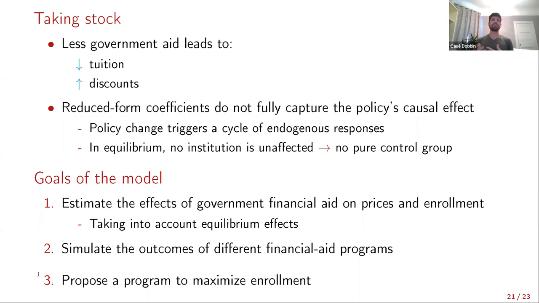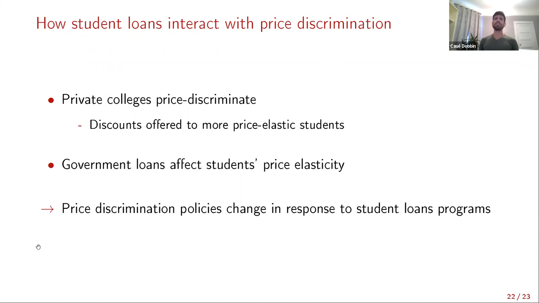And the important thing to keep in mind here is that in order to simulate those outcomes, what we're trying to do is to take into consideration how colleges are gonna respond to the difference in policies and how these responses are gonna depend on which of these designs. And the intuition on how we are gonna capture that in the model is just by modeling how the student loans interact with price discrimination. And the intuition is the following.